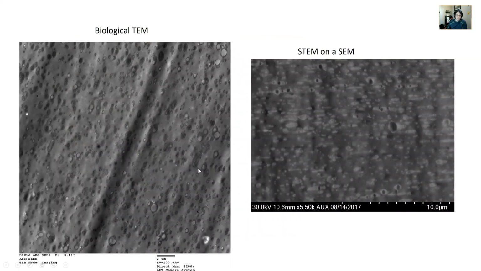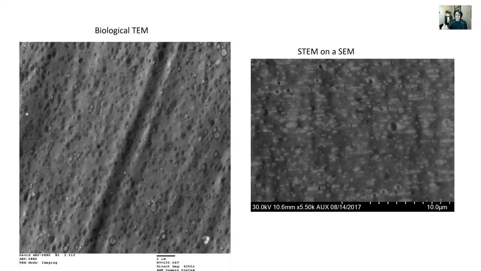And here's some example images. And so one time I had access to a nice biological TEM in Arizona, and this is the image that came out of that. Very clear. I'm not actually getting the same clarity on my STEM on a SEM. And STEM is scanning transmission electron microscopy, so the beam is rastering.